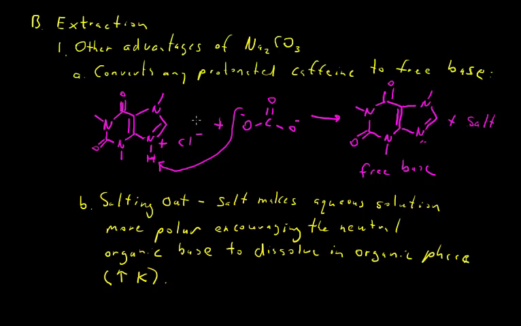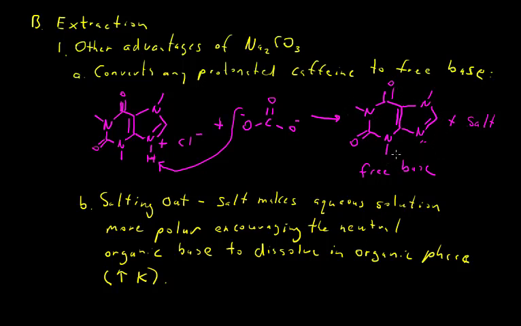A second, maybe minor advantage of doing this is a concept known as salting out. We're forming salts by adding the sodium carbonate from these acid-base reactions. The sodium carbonate itself is a salt. By adding salt to the aqueous solution, you're making it more polar, increasing the charge of the aqueous solution. That reduces the solubility of neutral organic compounds like the caffeine free base in the aqueous phase, which can help drive this into the organic phase when we do the extraction.